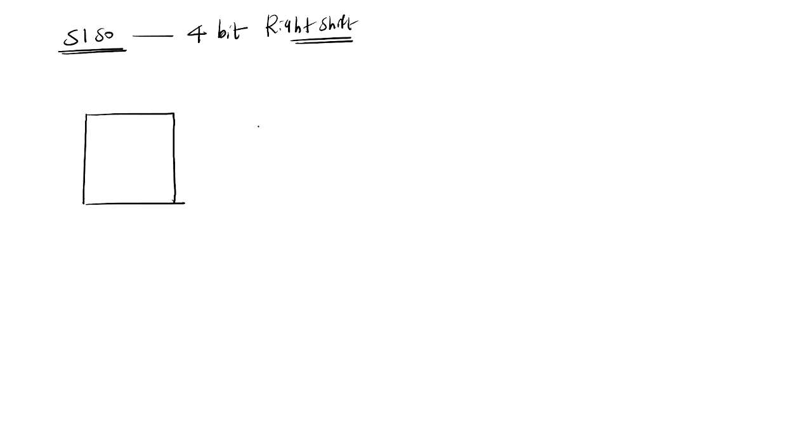What is this SISO? Serial in, serial out. Let us take I'm using 4-bit SISO, using right shift. So 4-bit means you need 4 D flip flops. So this is one D flip flop. 4 D flip flops are required.